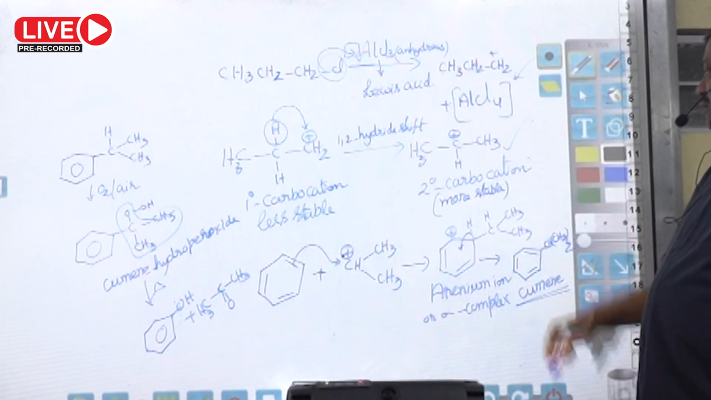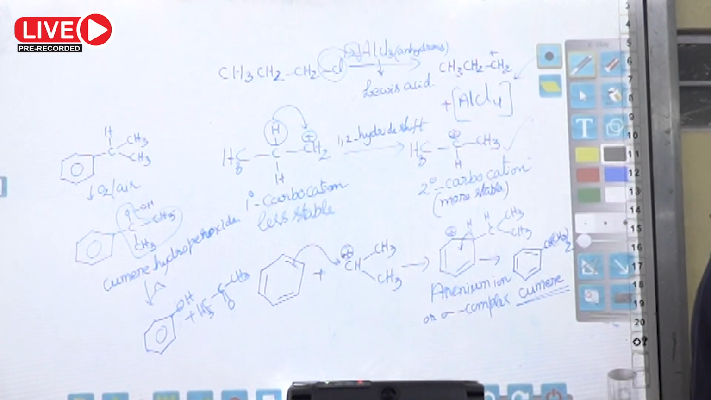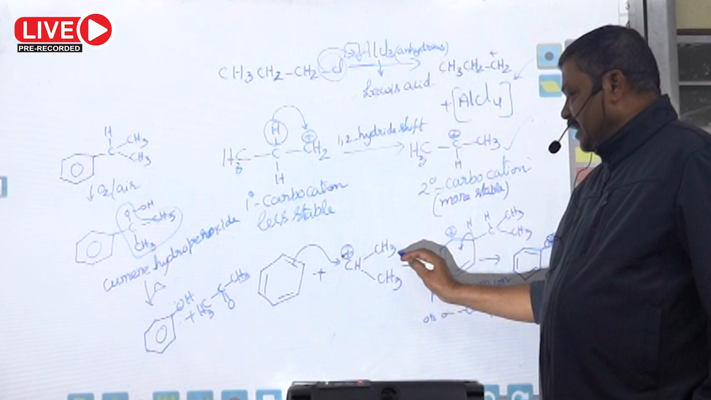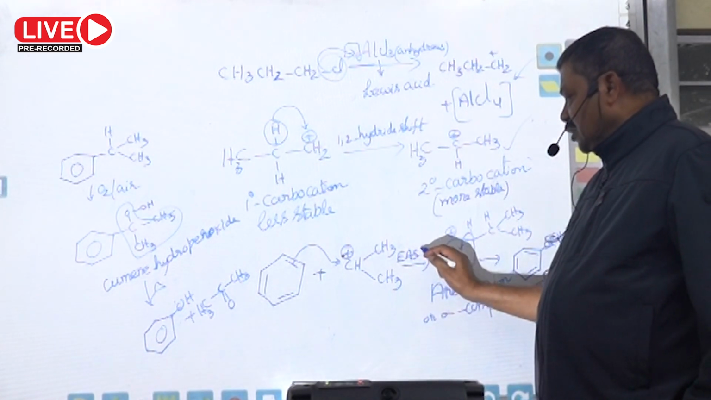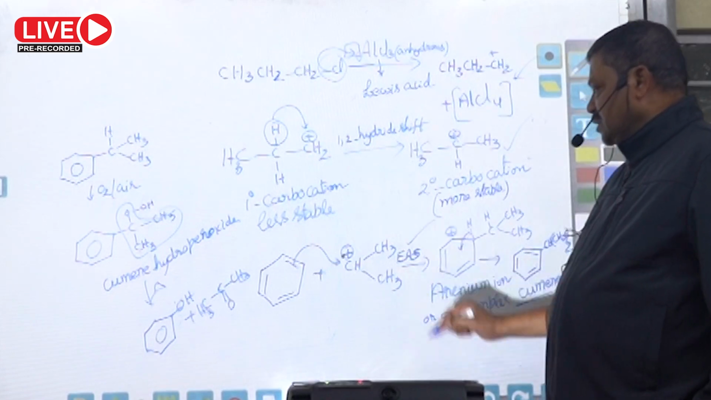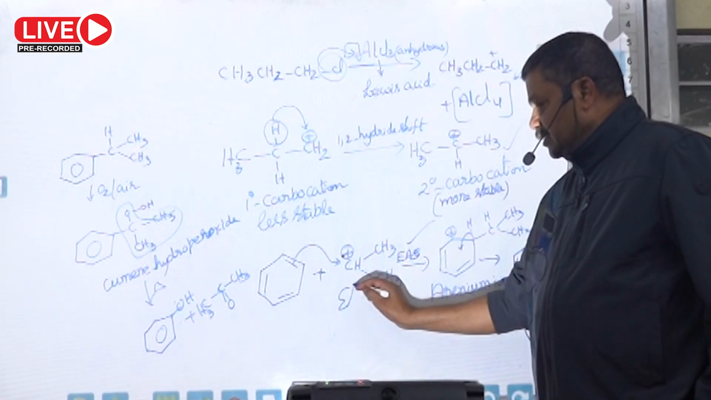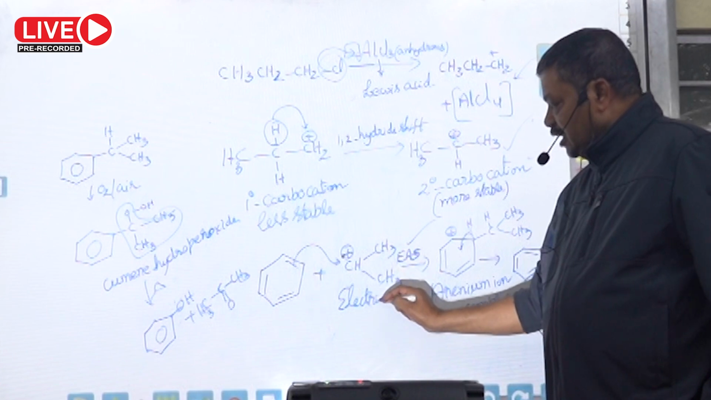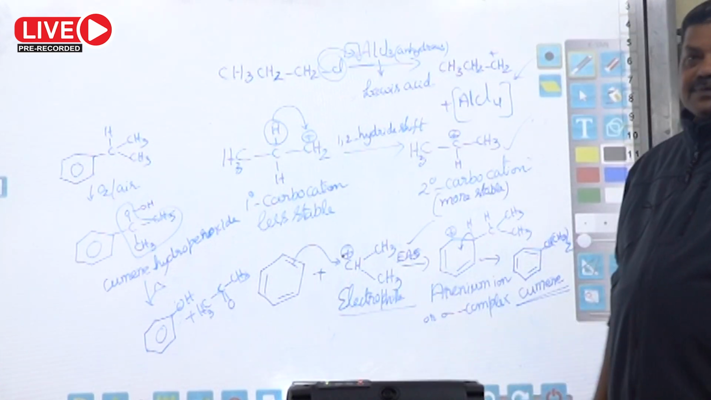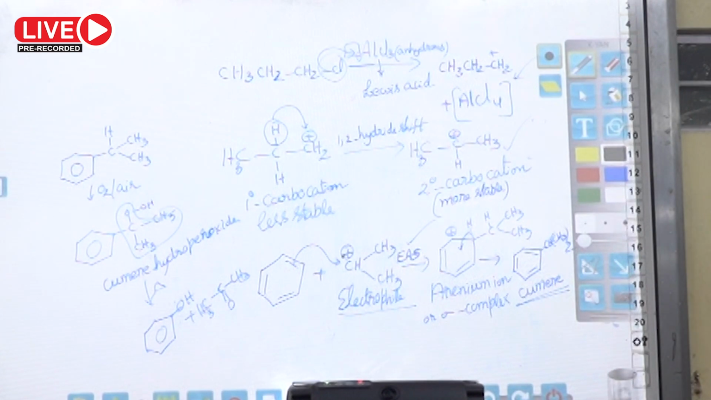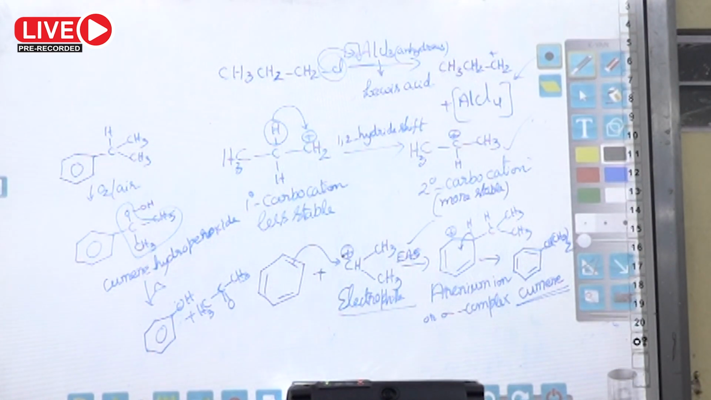Here you are getting carbocation rearrangement. Now this is called EAS, electrophilic aromatic substitution. This is electrophile. Any positive species is called electrophile. Electrophilic aromatic substitution.